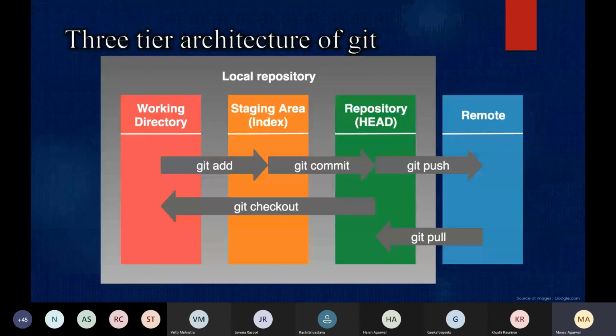So moving further, this was all about that 3-tier architecture of Git. Basically, it has two more parts, git pull and git checkout. I'll come to them in the next slides.